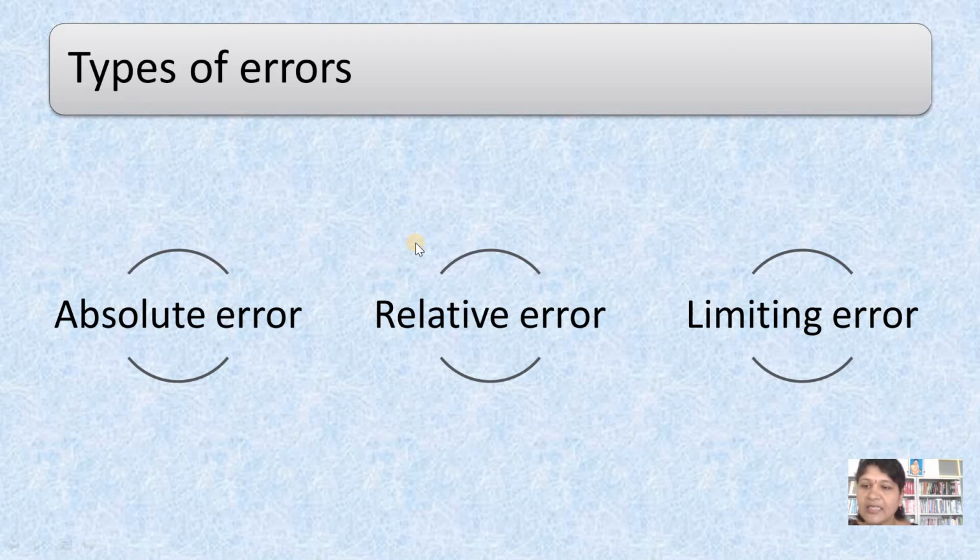Now this error can be of various types, like we can express this error in the measurement in various ways. One way is absolute error, the second one is relative error, and the third one is the limiting error. So these are the various ways in which errors can be expressed in measurements. Here we will study these three types.